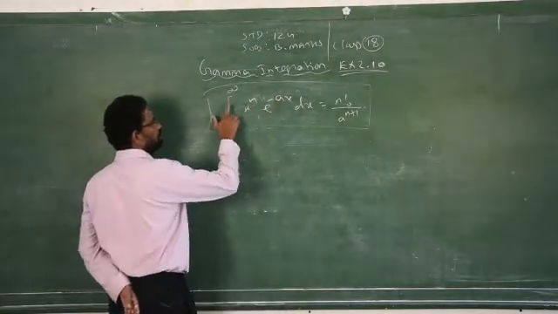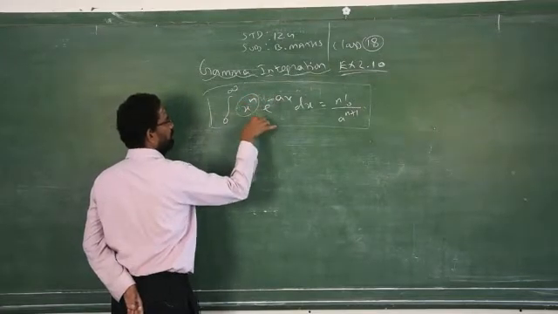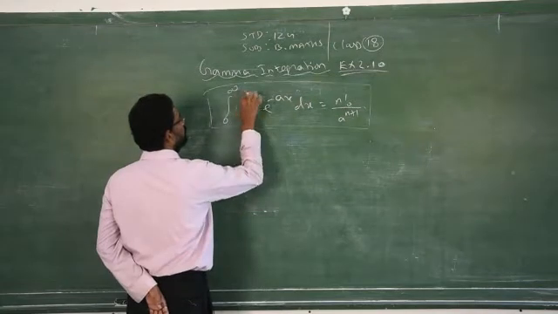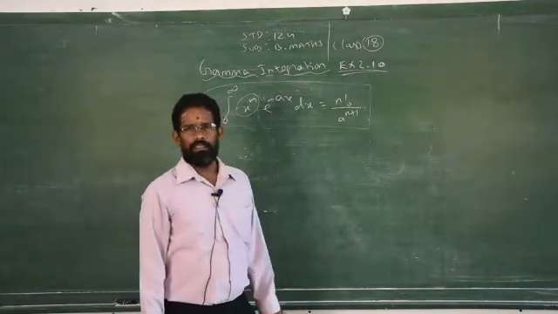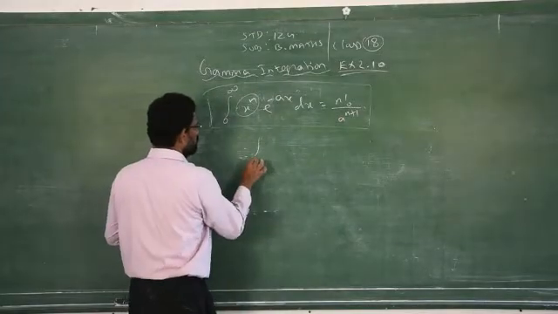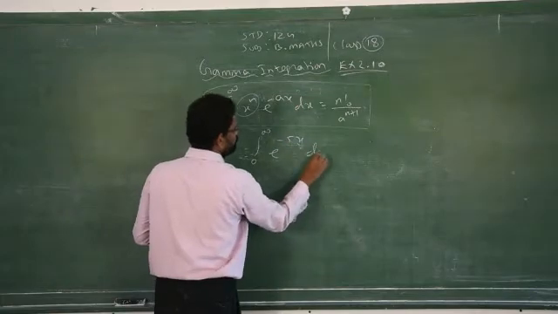Clear? So you see this format. Even if you don't have x power n, if you have only the limit 0 to infinity and e power some values, you can apply this formula. Clear? For example, 0 to infinity, e power minus 5x into dx.